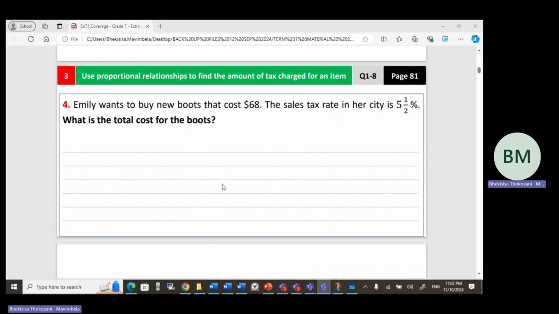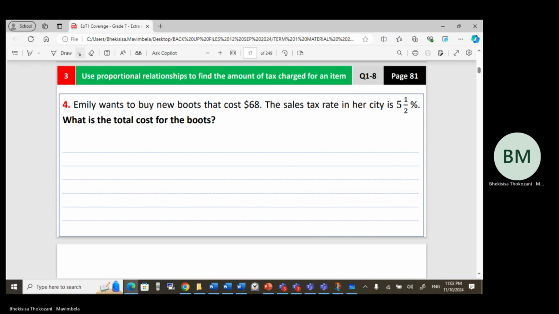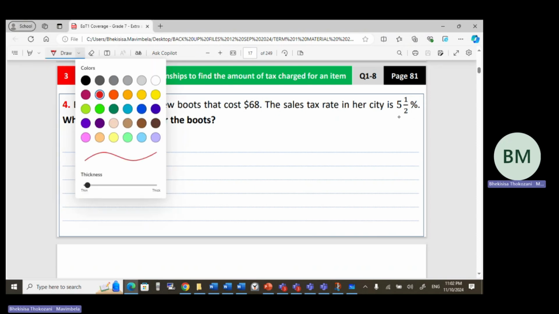I'm doing this one here because this has a fraction on it. So there's a fraction here. Let's see what you do when you are faced with this fraction here.